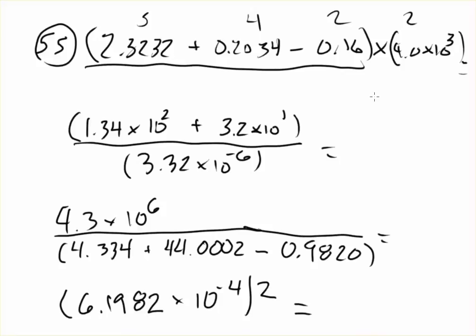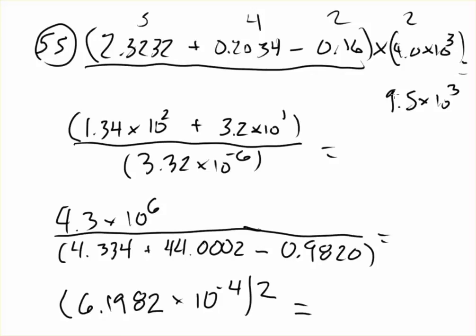And if you punch it into your calculator, you get something like 9,467 or something to that effect. So you're going to end up with 9.5 times 10 to the 3rd power. Okay, actually, I'm going to do all these with you. So 1.34 times 10 to the 2nd power plus 32. Press enter and then divide by 3.32 in parentheses, 3.32 times 10 to the negative 6th.